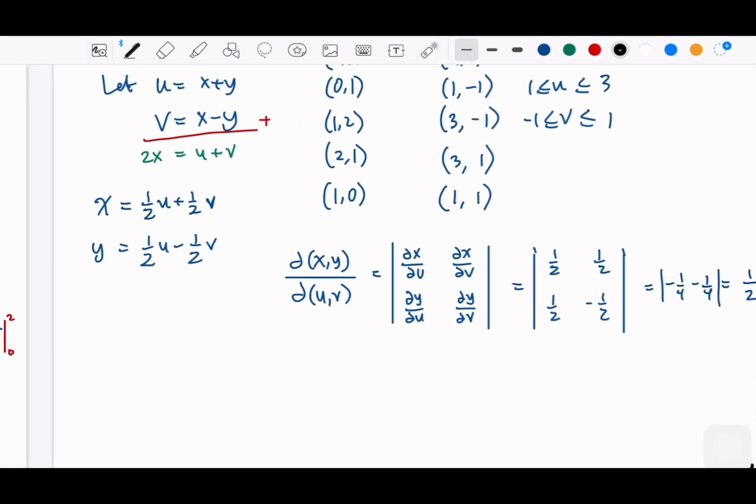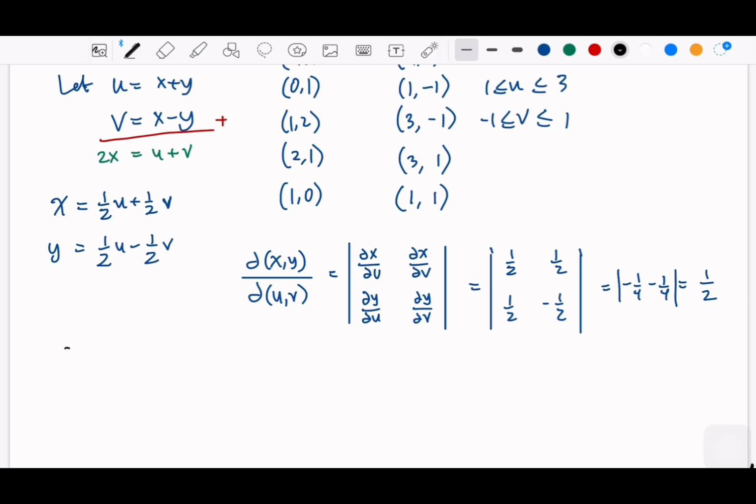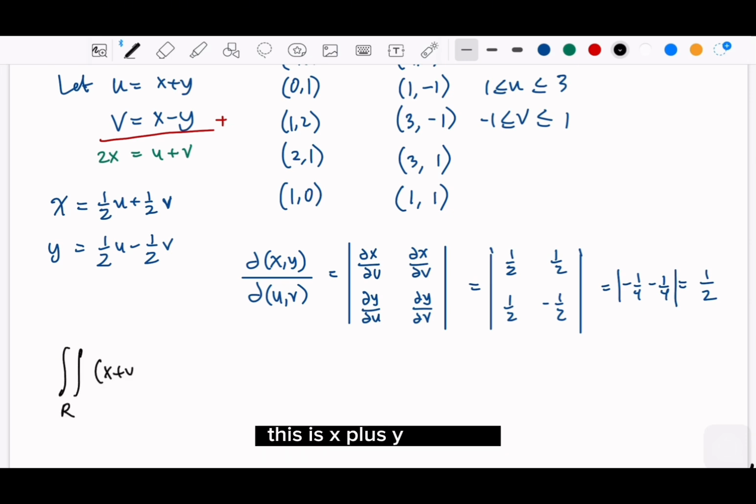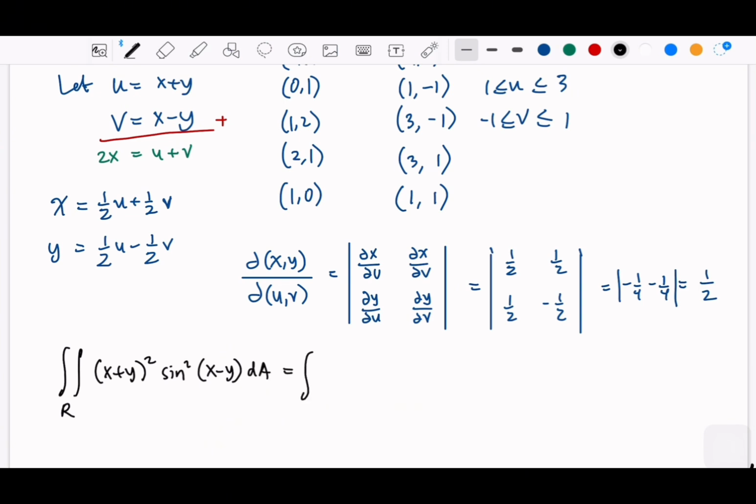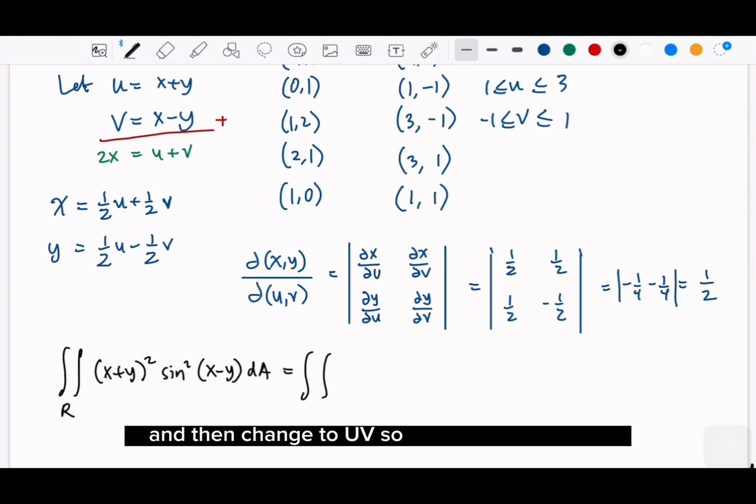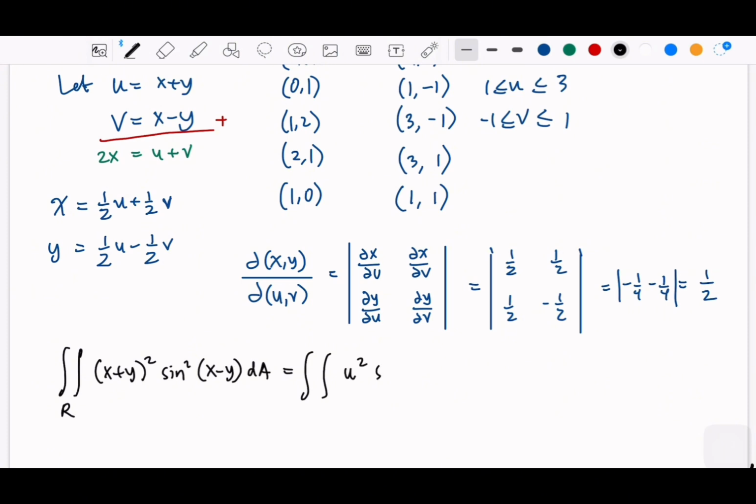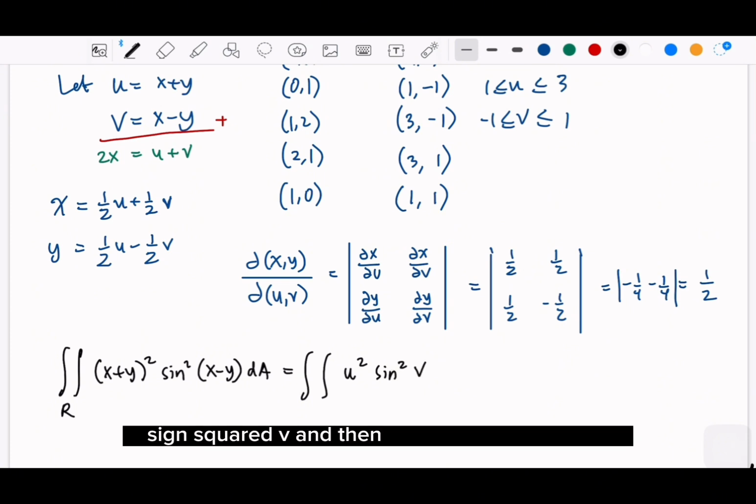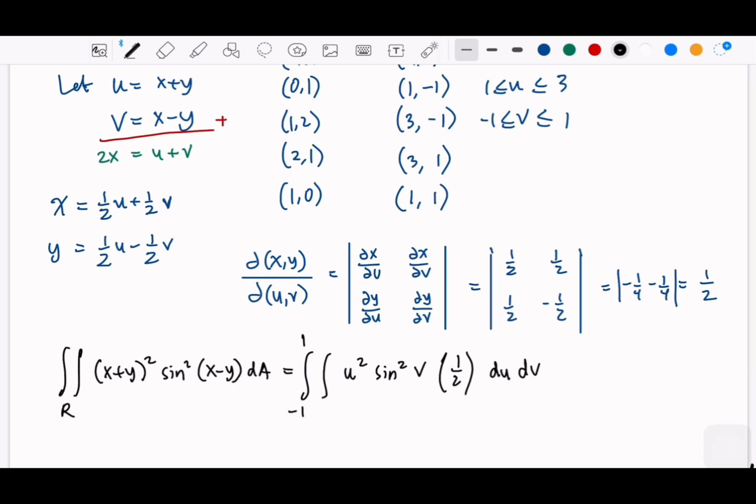And then we write again, let me write again the formulations. This is x plus y squared, and then sine squared x minus y, dA. And then change to uv. So x plus y is u squared, sine squared v, and then the Jacobian is half, so half. And since we have constants for u and v, we can write dv du or du dv, the same. So let's just write du dv. So v is here.